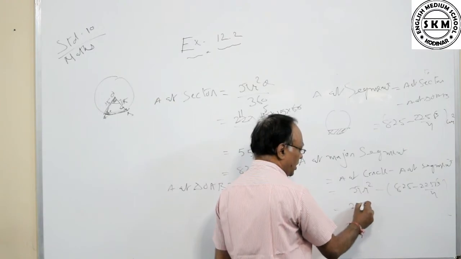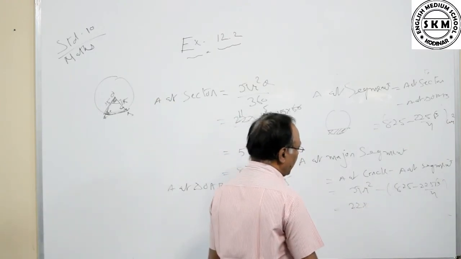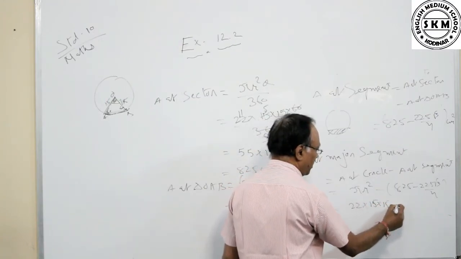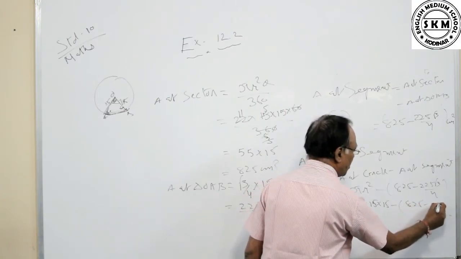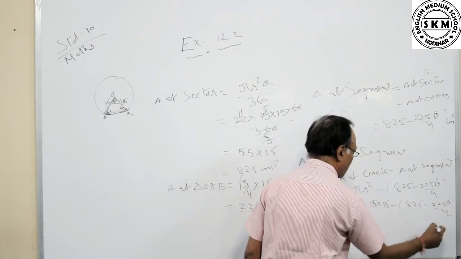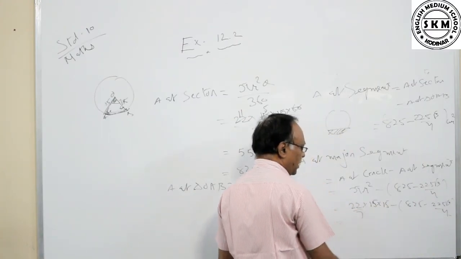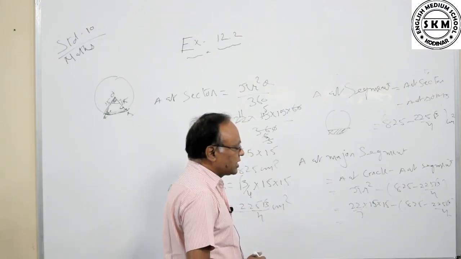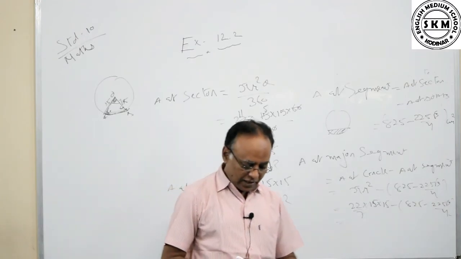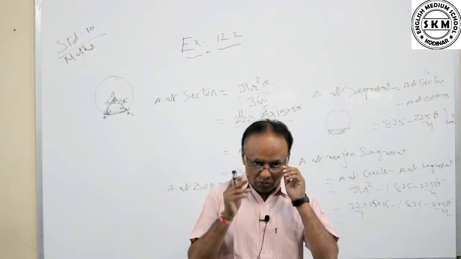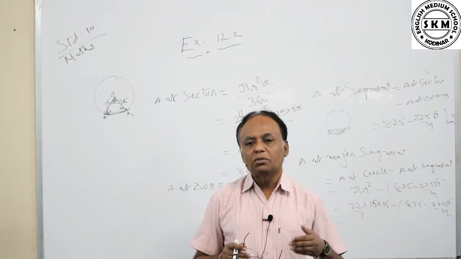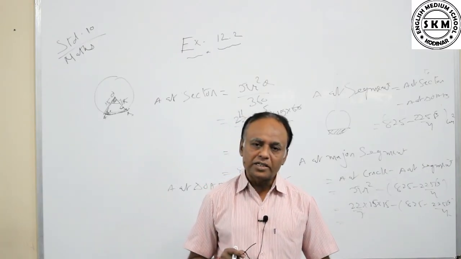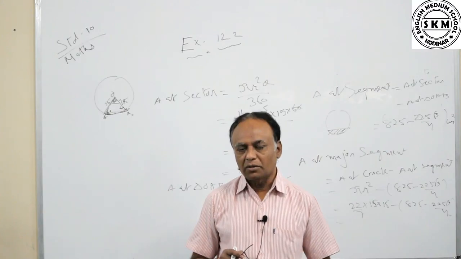Pi value 22 into r, which is given as 15, so 15 into 15, minus 825 minus 225 root 3 upon 4. So there is the multiplication, 225 multiplied by 22 upon 7, and then simplify. Here is your major segment. Here you have to substitute the root 3 value. I do not have enough time, so substitute the root 3 value as approximately 1.73, simplify and find the final answer.